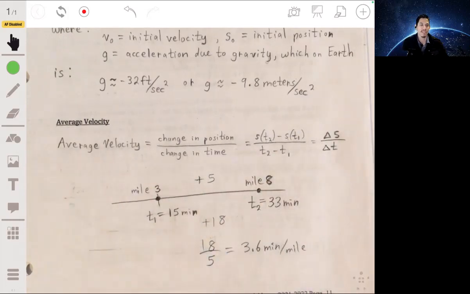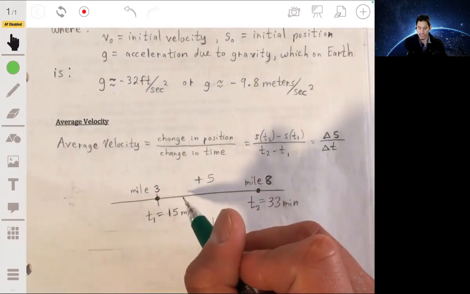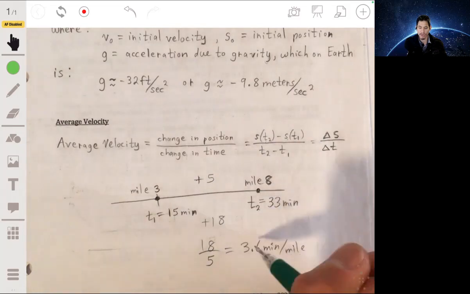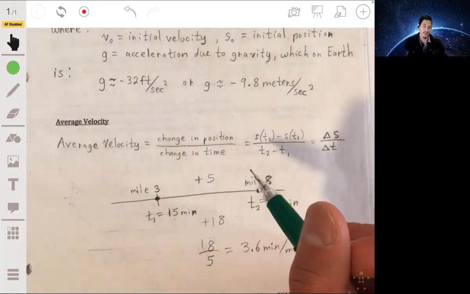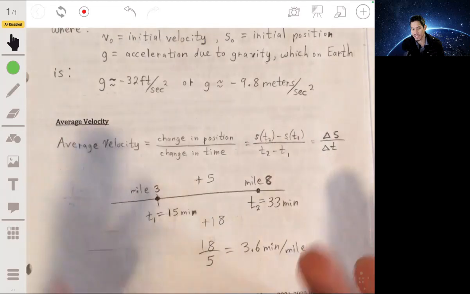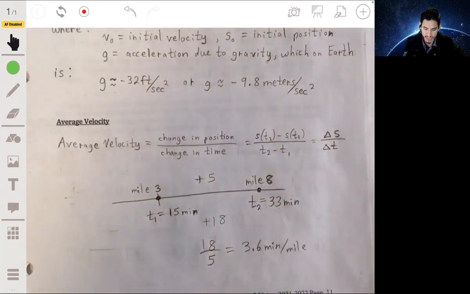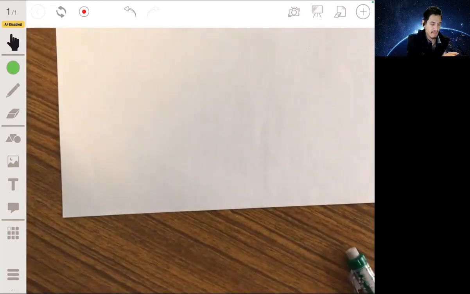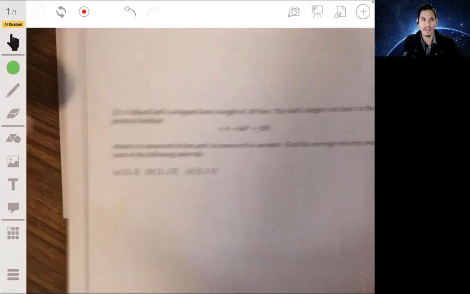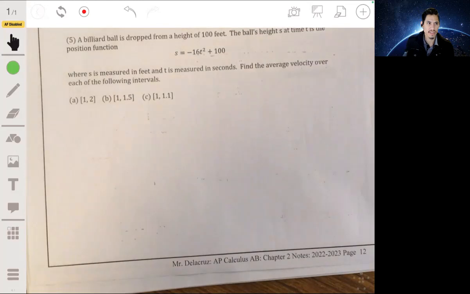But we can't say for sure at what point he was going faster or slower than that unless we have more data. So we just say the average velocity over this time period was 3.6 minutes per mile. So that's average velocity. We're going to talk about instantaneous velocity in the next part of this lesson, but first let's go over a basic example, calculating average velocity and seeing how it relates to the difference in interval lengths.